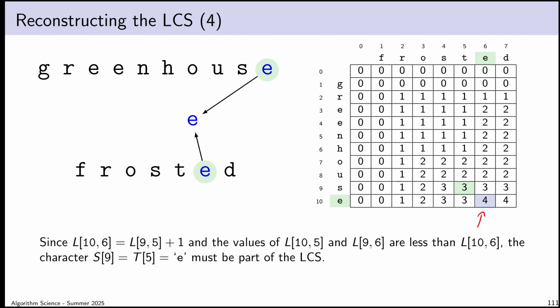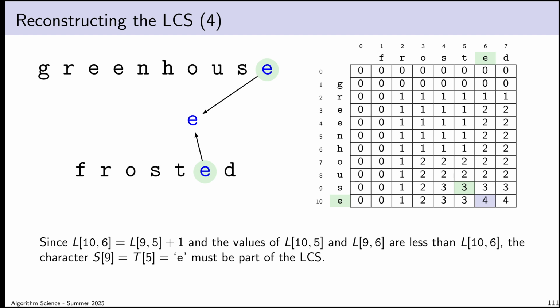Now, if I go look at element 10-6, which corresponds to these two E's here, so D is out of consideration, what I notice is that element 10-6 is greater than the thing to its left and the thing above it, which is telling me that if I ignore this E, or symmetrically, if I ignore this E, the length of the longest common subsequence of the two strings left over gets shorter, which is telling me that I should add E to my longest common subsequence, because if I don't, I lose out on part of the sequence.